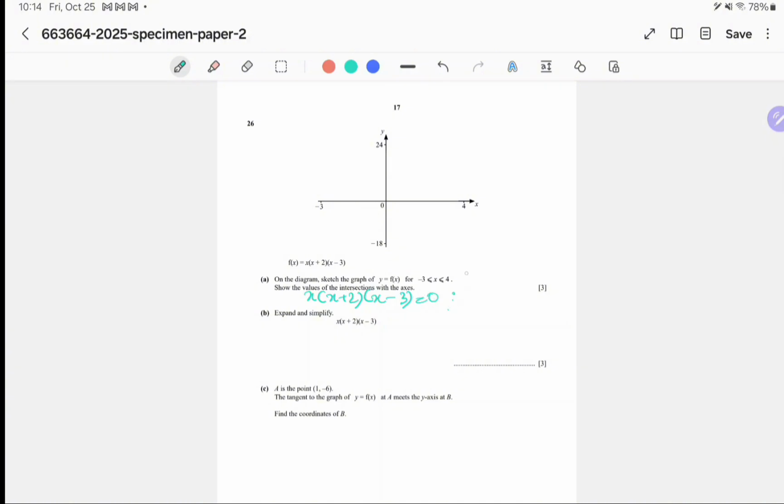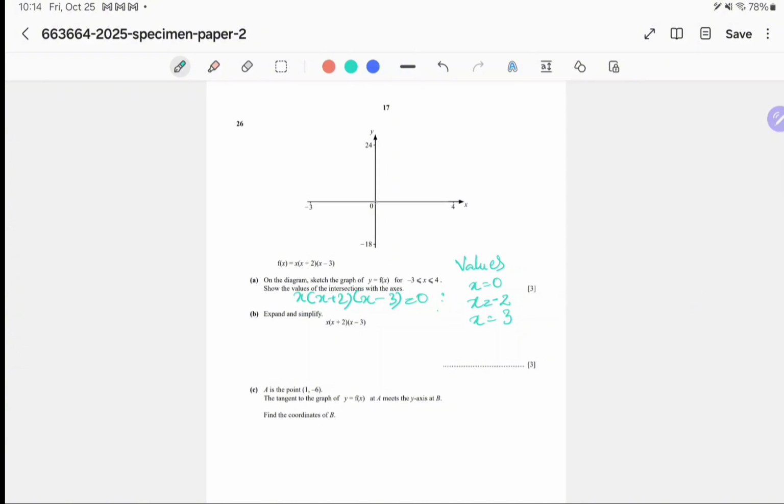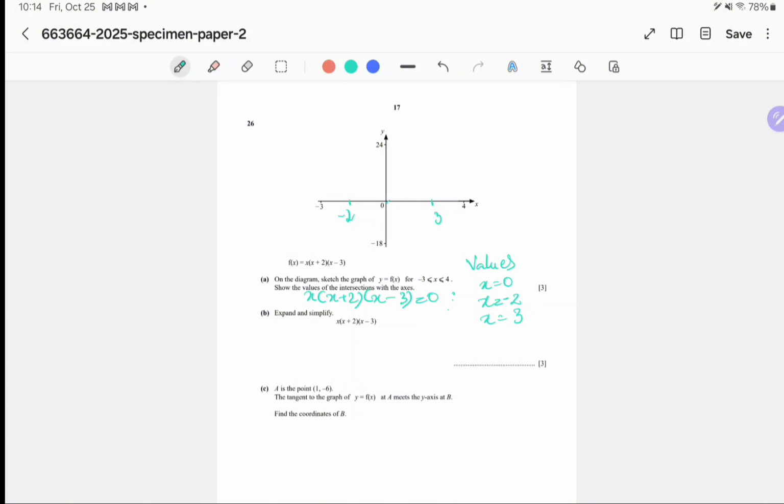So for that we will get the values x is equal to 0, x is equal to minus 2 and x equal to 3. Plot these points on the graph. One point is 0, another is x equal to minus 2 somewhere here, and x is 3. Now we can draw the graph. I will draw from here, passing through minus 2, then to 0, then 3. This way the graph should be.